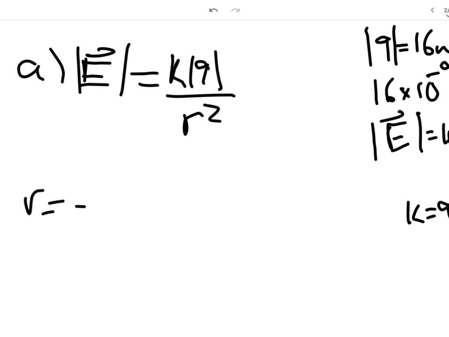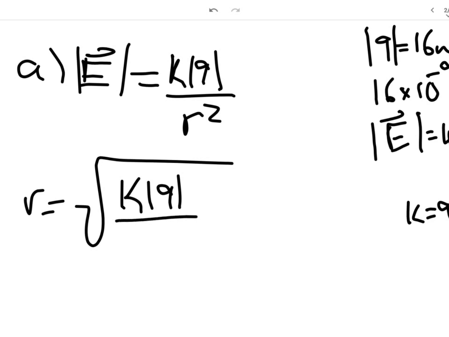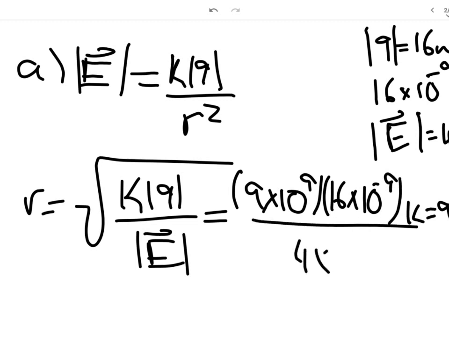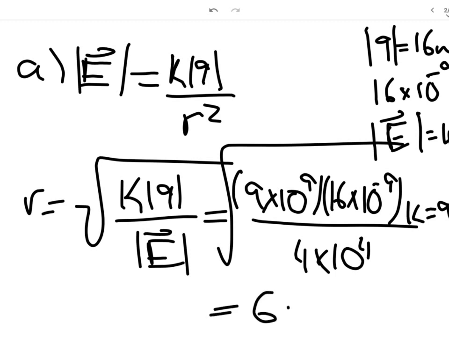Solving for R, you will get the square root of K Q over E. Substituting, you will get 9 times 10 to the power of 9 times 16 times 10 to the minus 9 over 4 times 10 to the power of 4. And the answer will be 6 times 10 to the minus 2 meters.